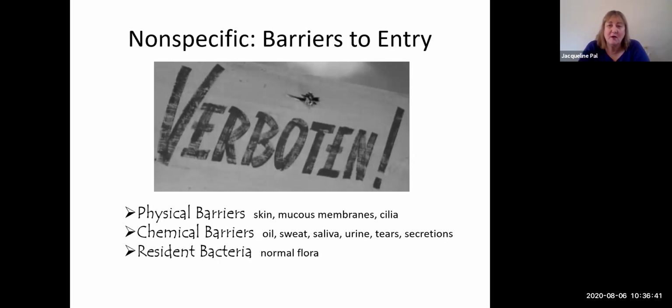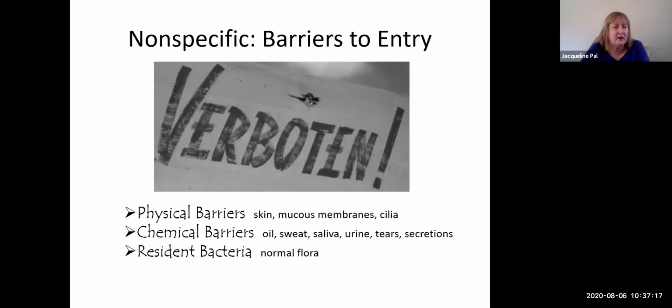Or it could be chemical barriers, and the chemical barriers can be on the physical barriers, okay? So the oil from your sebaceous glands, your sweat glands, your saliva glands, urine washing bacteria out of the urinary tract, tears, any kind of secretion. So like your gastric secretions with the really acidic pH, in case there were germs on that chocolate chip cookie, your gastric secretions are going to try to kill those germs before those germs can enter into your tissues.